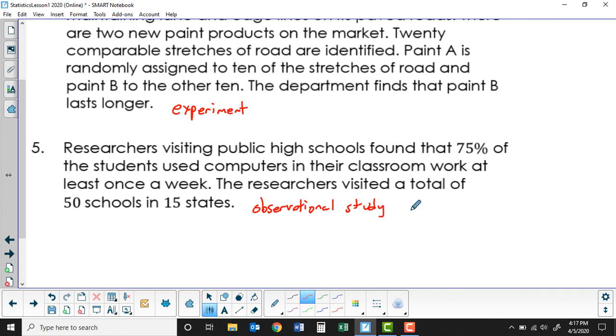They're not controlling, they're not having some of the students do one thing and some of the students do a different thing. They're not creating new data. They're just recording data that already exists.